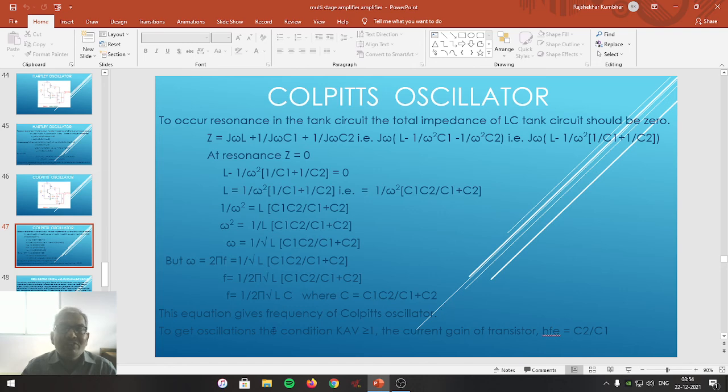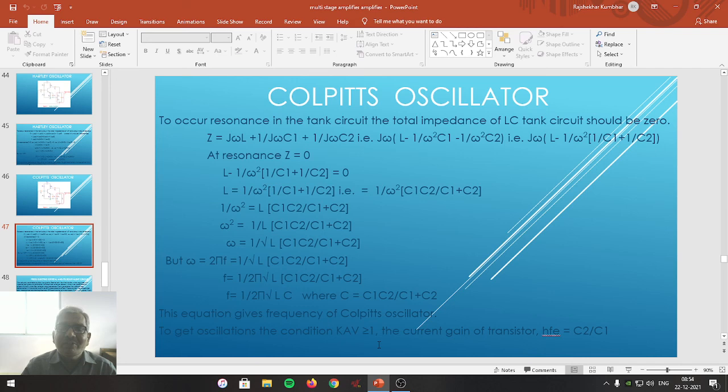To get the oscillations, the condition K A V should be greater than or equal to 1, which is the second condition of the Barkhausen criteria. The first condition is already satisfied, that the phase difference between output and input is either 360 degree or 0 degree, so as to get positive feedback. We have studied it just now. After achieving positive feedback, the second condition is that K A V should be greater than or equal to 1. When this is done, then and only then are the oscillations sustained.